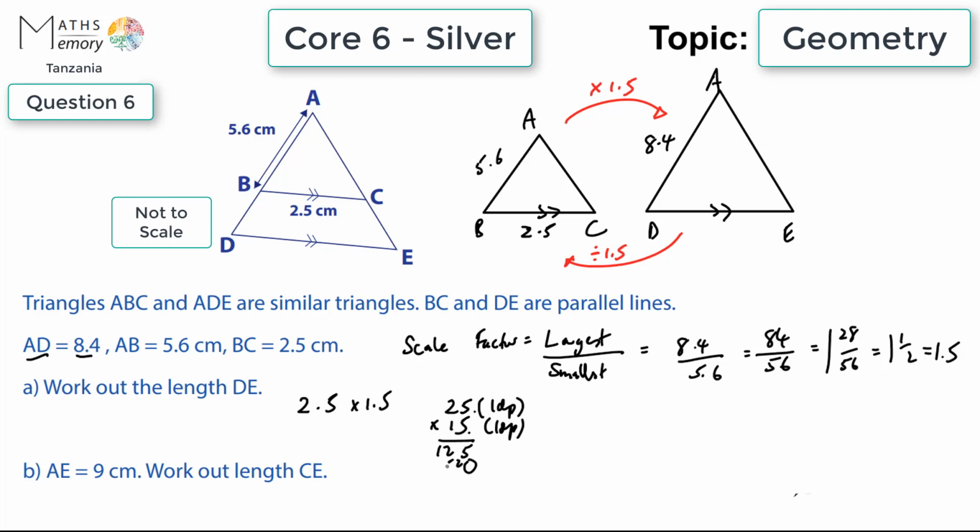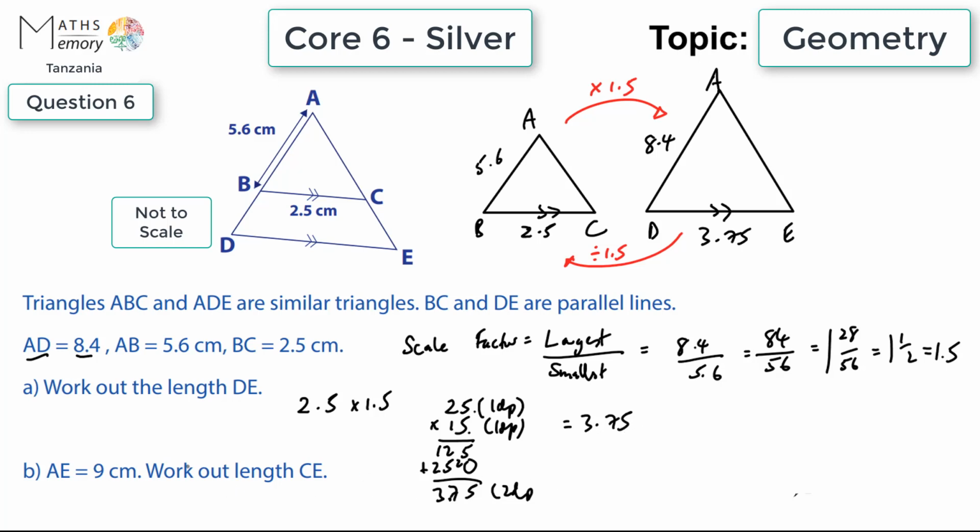5 times 1 is 5. 2 times 1 is 2. Let's add these together over here. So we get 5. We get 2 plus 5 is 7. 1 plus 2 is 3. Let's go back 2 decimal places. So we go back 1, 2. 3.75 is the final answer. So this is 3.75. That's the answer for DE. Alright, so that's the answer over here.